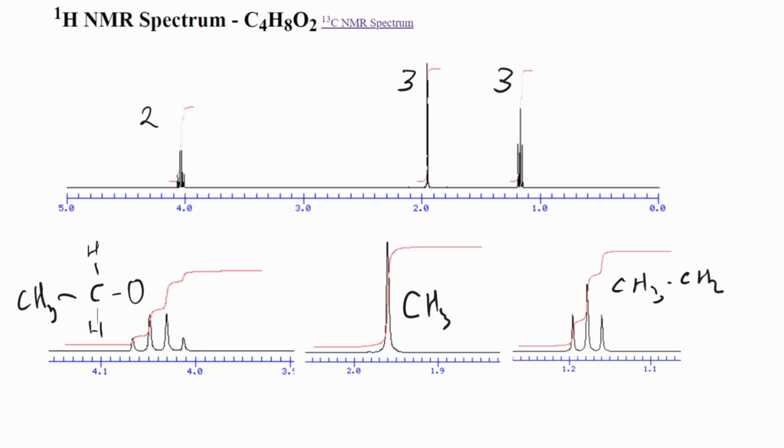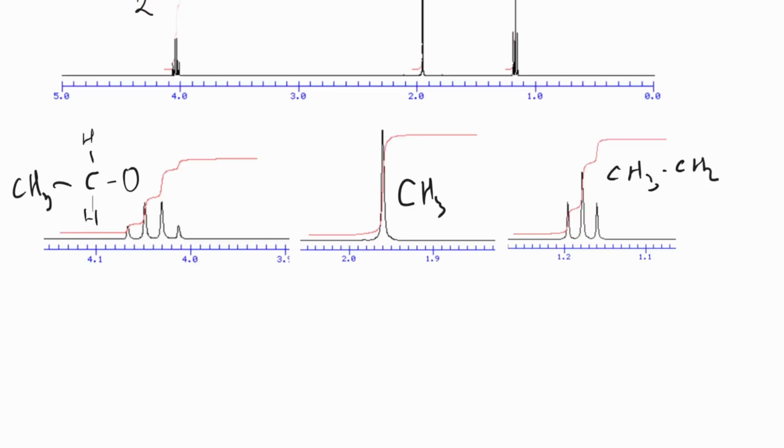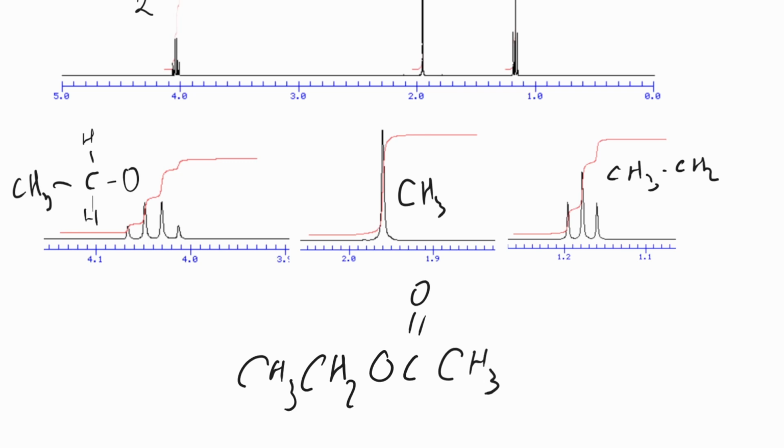So what we're doing here is we're building up fragments. And we're going to have to start to put those fragments together. We are still missing 1 carbon and 1 oxygen. If you were to ask me at this point what I think the structure is, I would think that it is an ester, with the following structure: CH3, CH2, then our ester moiety, and our CH3. This would account for the coupling we've seen so far.